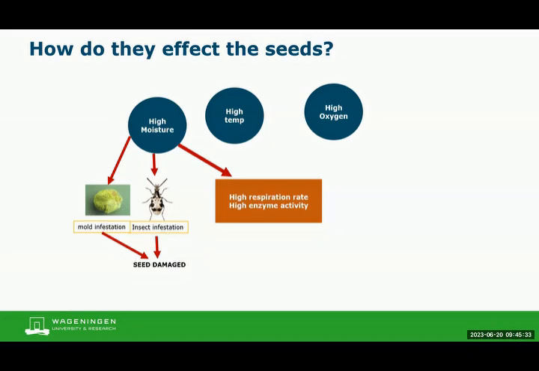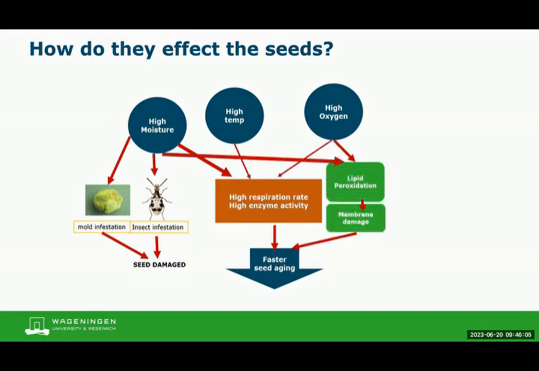And also there are some physical things. There is mold infestation, because they find some water to grow on, and insect infestation. Again, we'll be talking about insect infestation in a moment. And ultimately the seeds get damaged. So that's how seed moisture affects the storability of the seeds. And then comes the high temperature. The high temperature also acts in a similar way: within a certain range, of course, the higher the temperature, the higher the respiration rate, the higher the enzyme activity, and again, the seeds age and die faster.